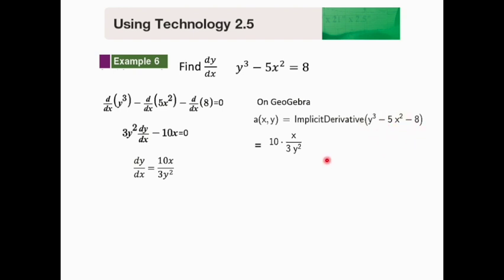Then when you hit enter, you will get the derivative. And as you can see, although it's in a little bit of a different form, it pulled the 10 out in front, it's the same answer. So you can use GeoGebra to check your work when you're doing derivatives using implicit differentiation.